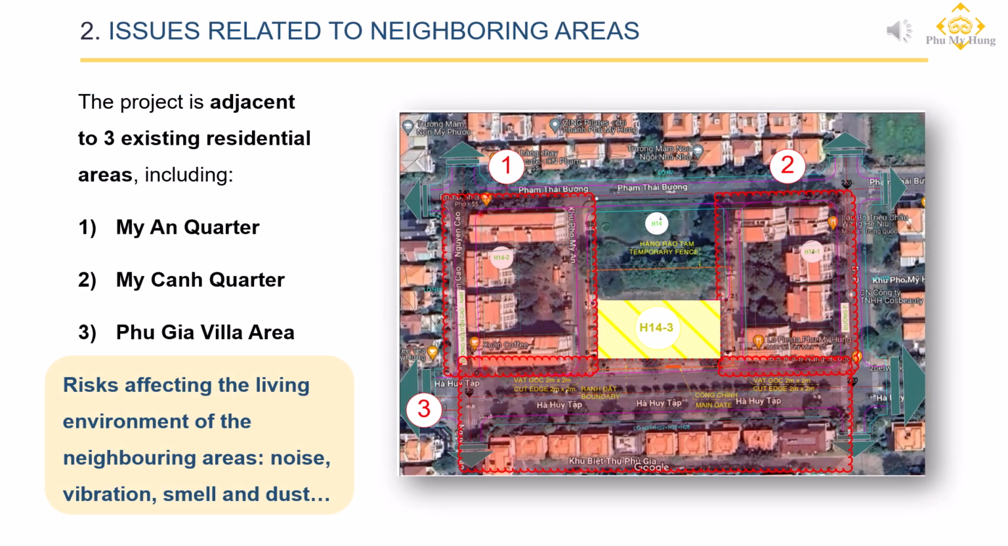The project is located on Ha Hui Tap Street, adjacent to 3 residential zones, Mayan, Maikan, and Fujia. This proximity poses significant challenges in controlling environmental impacts, such as dust, noise, and vibration, on nearby households during construction.